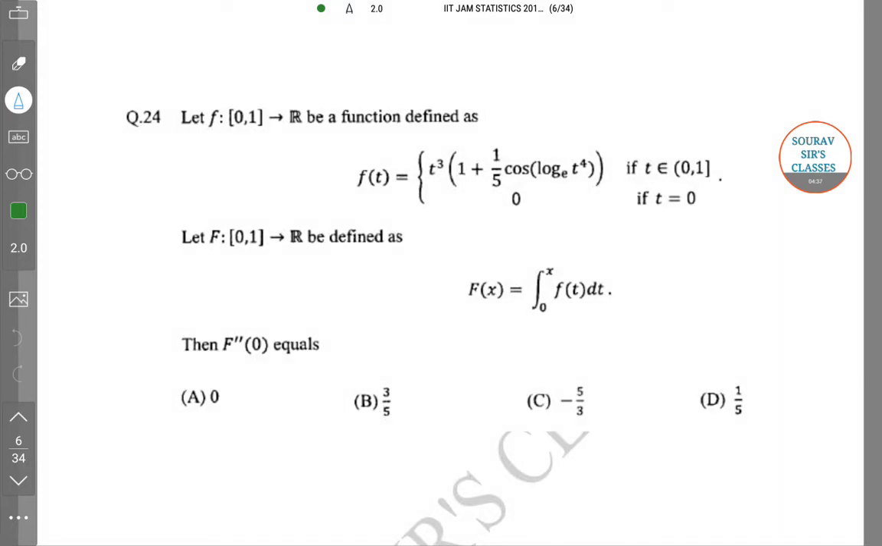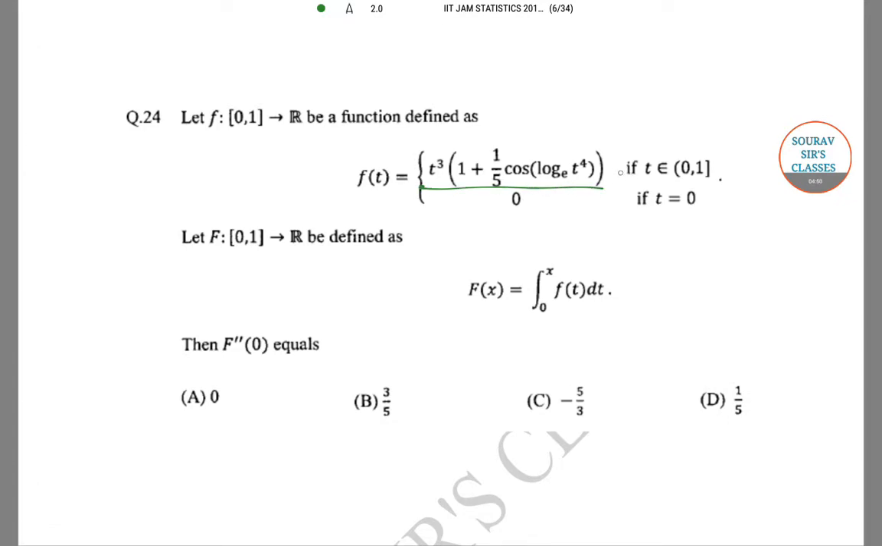The next question says, let f from [0,1] to R be a function which is defined as f(t) equal to t cubed times (1 plus 1/5 cos((log_e t)^4)), a very complicated expression, if t belongs to (0,1], and at 0 f takes the value 0. And capital F from [0,1] to R is defined as the integral from 0 to x of f(t) dt. We have to find F double prime of 0.